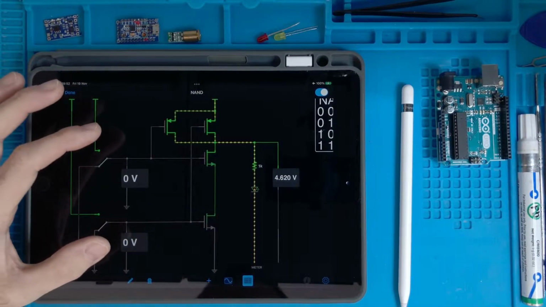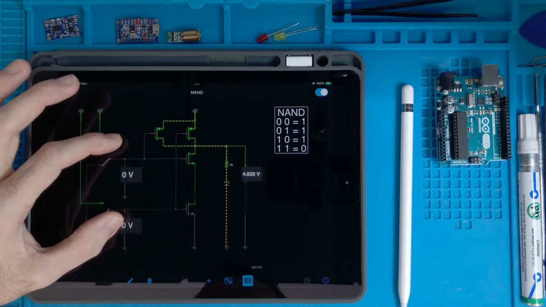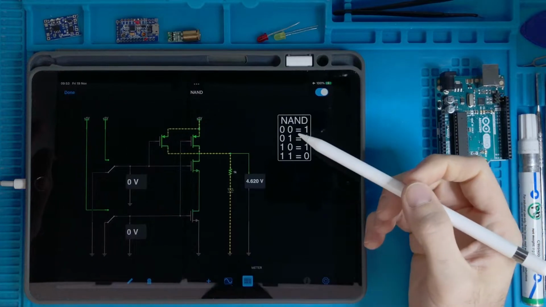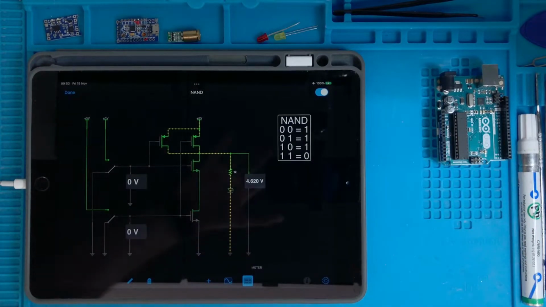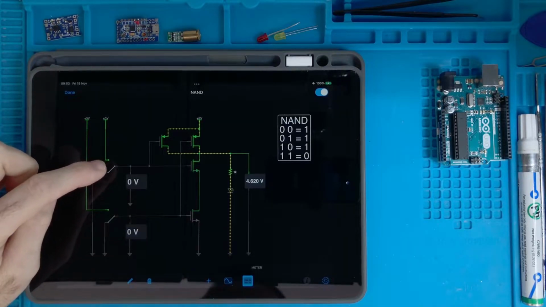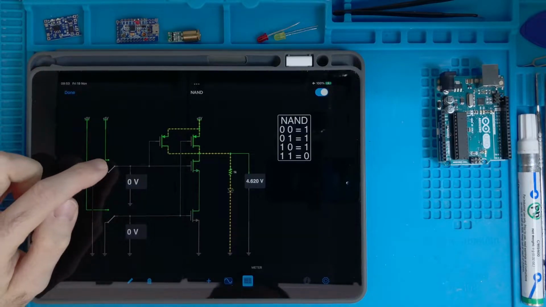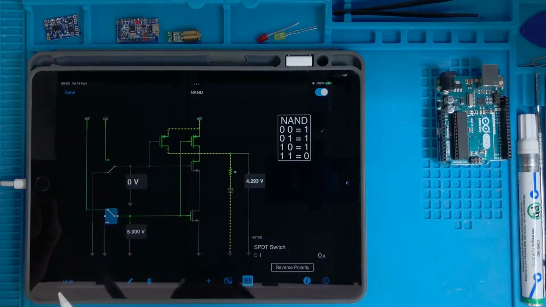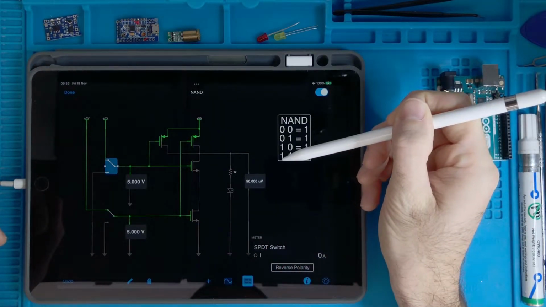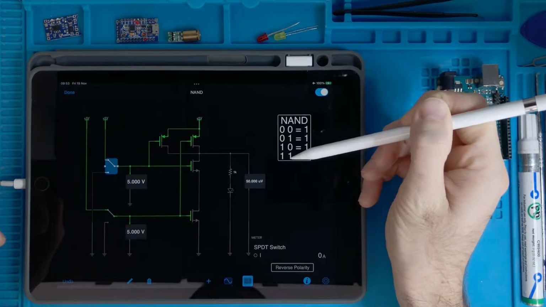What you see here is a simulation of a NAND gate. So here you have the truth table describing the behavior of this circuit. Now the inputs are two switches. See, if I tap on it, I can switch one input, which corresponds to one of these columns here, and this is the other input.